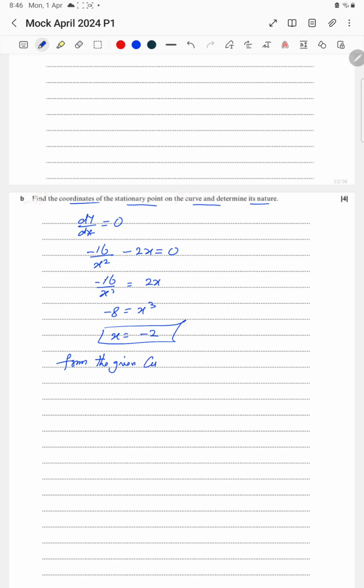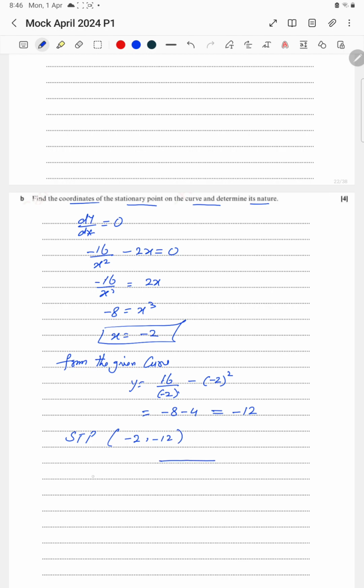From the given curve, y will be, we just replace x with minus 2. What was the curve? That was 16 over x minus x squared, so 16 over minus 2 minus minus 2 squared. With the calculator, 16 by minus 2 is minus 8, minus 4 is minus 12. So the stationary point STP is minus 2 comma minus 12. I hope it is clear.